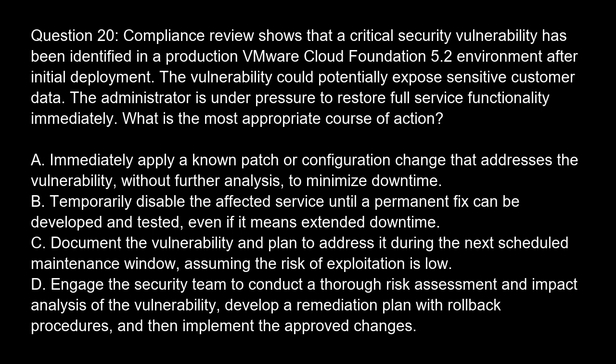Option A. Immediately apply a known patch or configuration change that addresses the vulnerability without further analysis to minimize downtime. Option B. Temporarily disable the affected service until a permanent fix can be developed and tested, even if it means extended downtime. Option C. Document the vulnerability and plan to address it during the next scheduled maintenance window, assuming the risk of exploitation is low. Option D. Engage the security team to conduct a thorough risk assessment and impact analysis of the vulnerability, develop a remediation plan with rollback procedures, and then implement the approved changes.